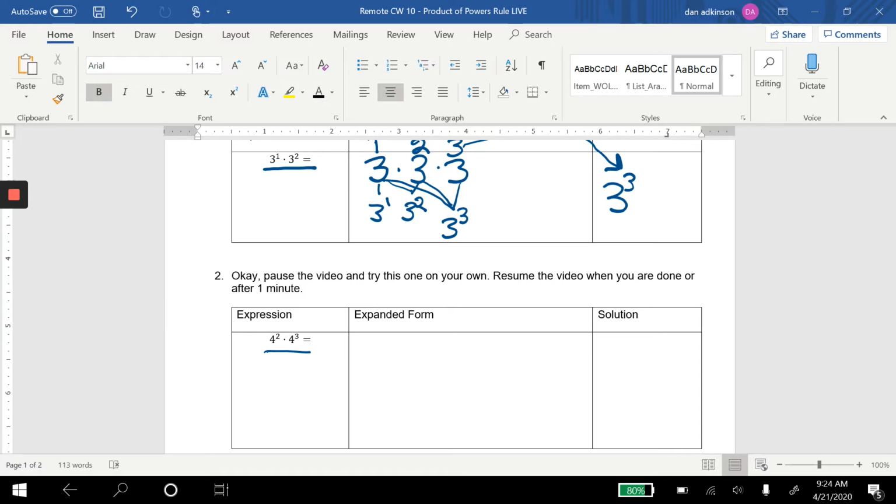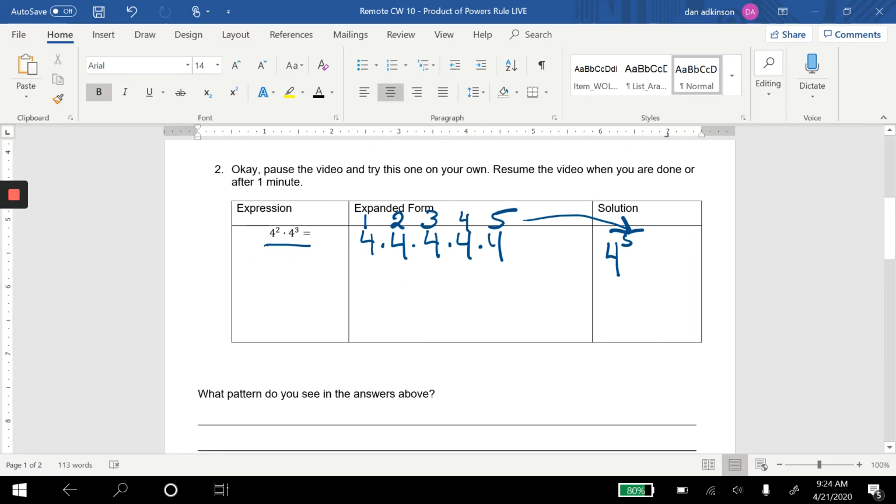Okay, welcome back again. So we just write this out in expanded form. 4 to the second power is 4 times 4. Times 4 to the third power is 4 times 4 times 4. So we put those together. We say this is to the first power, the second power, the third power, the fourth power, the fifth power. So this is 4 to the fifth power.